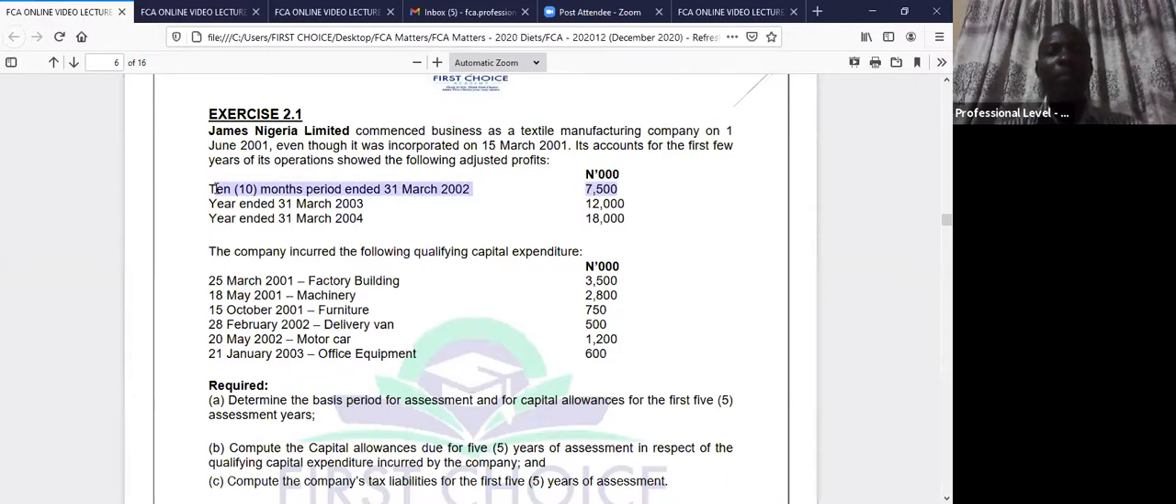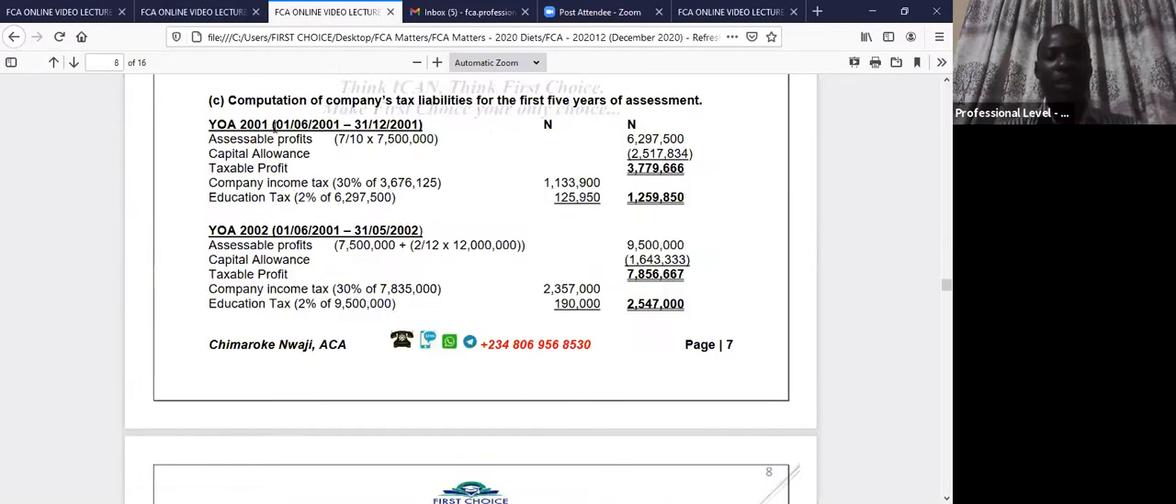How many months do we need in our basis period? How many months is here? June to December is 7 months. So that means we need 7 months out of the 10 months. So this 75 is for a 10 months period, so we need 7 over 10 of it. And that will give us this 6,297,500.